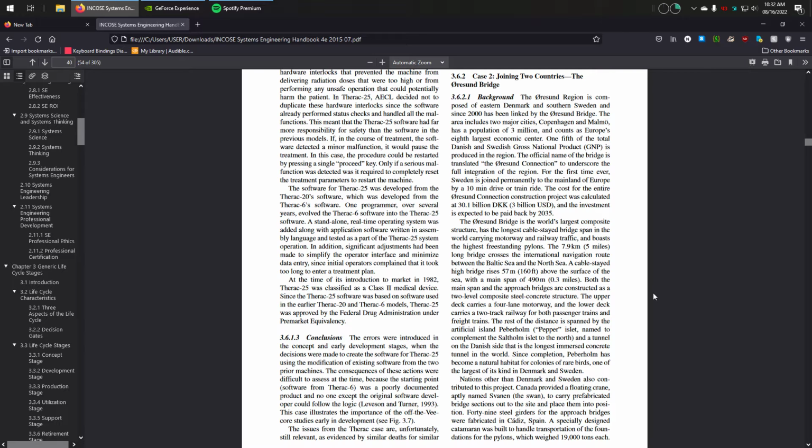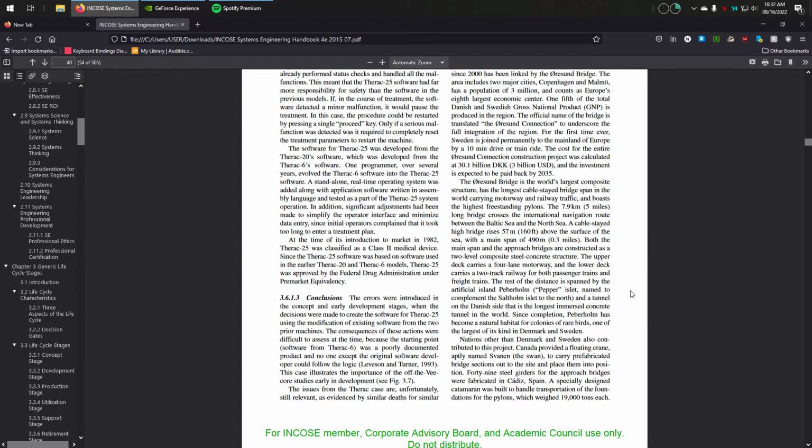The rest of the distance is spanned by the artificial island Peberholm, Pepper Islet, named to complement the Saltholm Islet to the north, and a tunnel on the Danish side that is the longest immersed concrete tunnel in the world. Since the completion, Peberholm has become a natural habitat for colonies of rare birds, one of the largest of its kind in Denmark and Sweden.